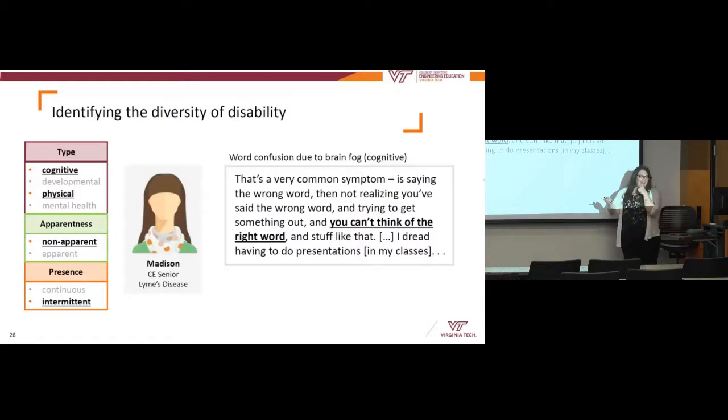But anyway, with Madison, she talks about the pressure that she gets, particularly when doing presentations. We talk in engineering a lot about communication and how that's important. She was telling me she gets a lot of anxiety around presentations because you're being assessed on how well you can communicate something, and she's like, what if I forget the word? That's a very common symptom, saying the wrong word, then not realizing you've said the wrong word, trying to get something out, and you can't think of the right word. And she's just like, I dread having to give presentations. And on certain days that happens.